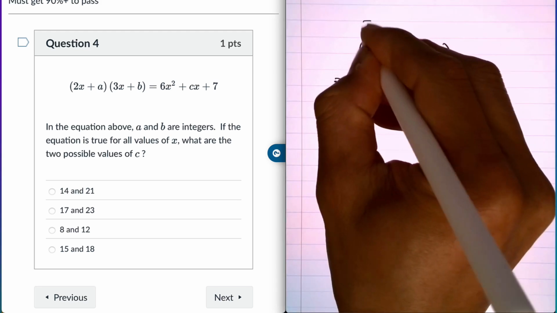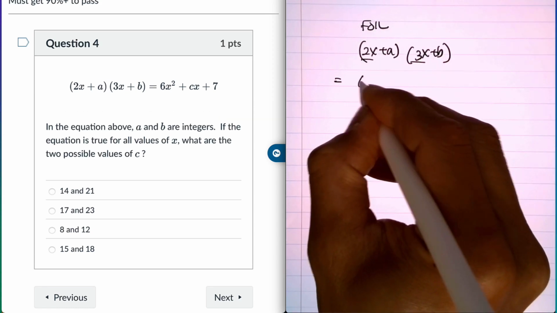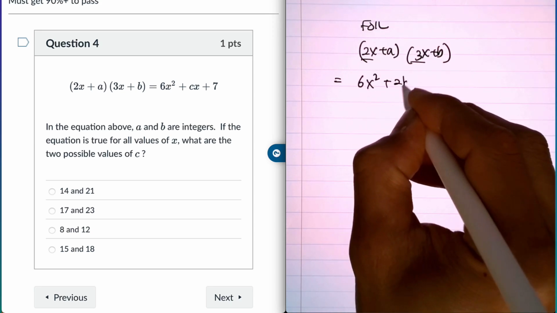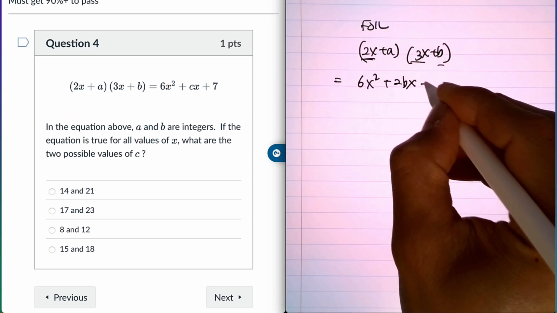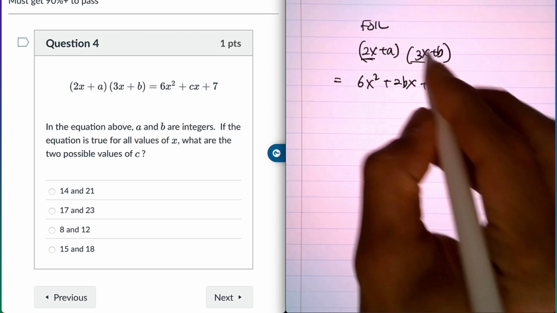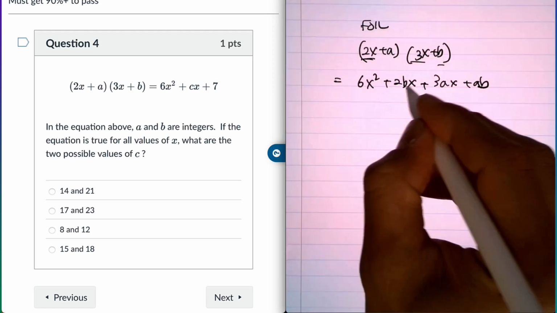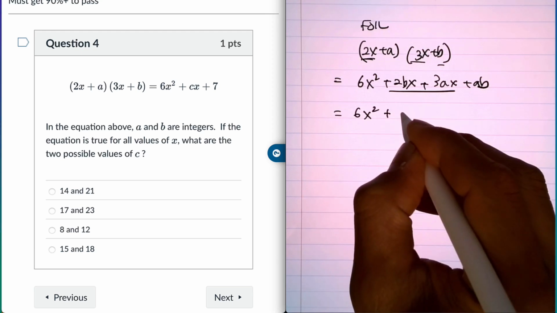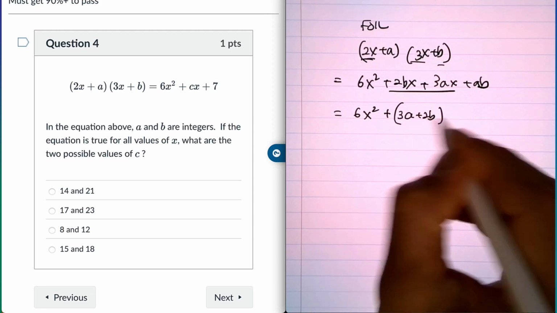When you FOIL, the first 2x times 3x will give you 6x squared, and the outside you're gonna get 2bx, because 2x times b will give you 2bx, and in the middle or inside we're gonna get 3ax. And last we have a times b, that will give you ab. And please notice that these two can be combined, so I can rewrite this as 6x squared plus (3a plus 2b)x plus ab. And how about we factor out the x?